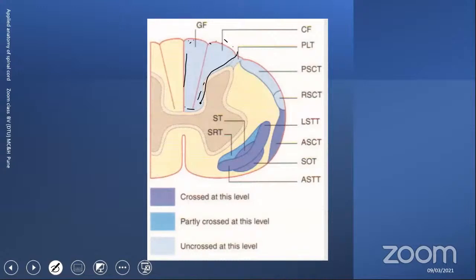This is the posterior spinocerebellar tract, and this is the anterior spinocerebellar tract, and the lateral spinothalamic tract and the ascending spinocerebellar tract. And see that these are the other tracts which are present here, this spinoreticular tract, and these tracts are crossed and uncrossed. You realize the most important is the posterior columns which is uncrossed, and the spinothalamic tracts which are crossed.